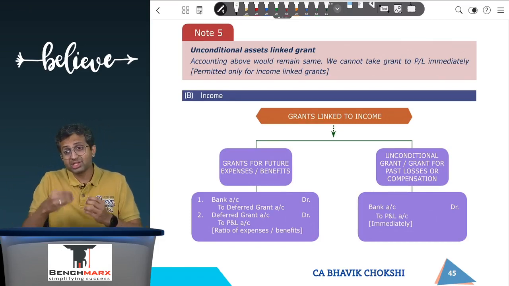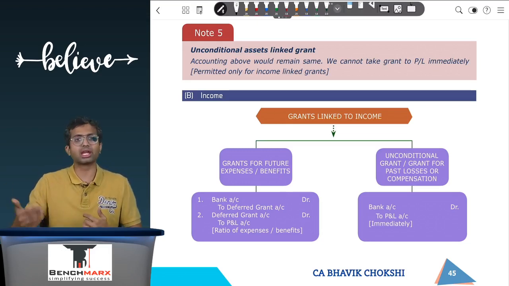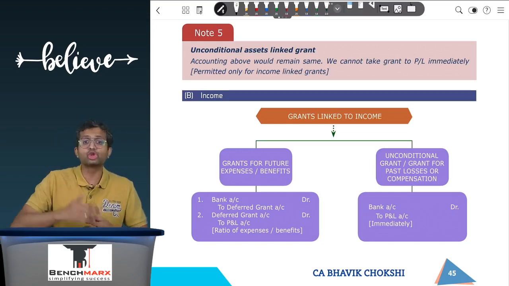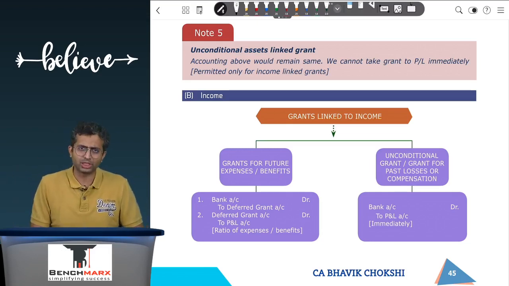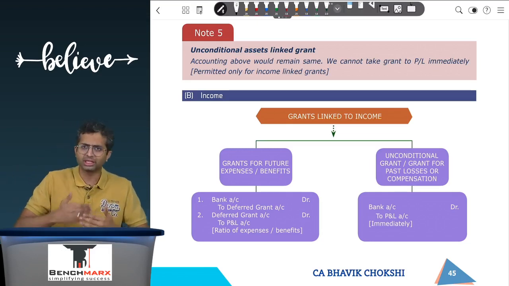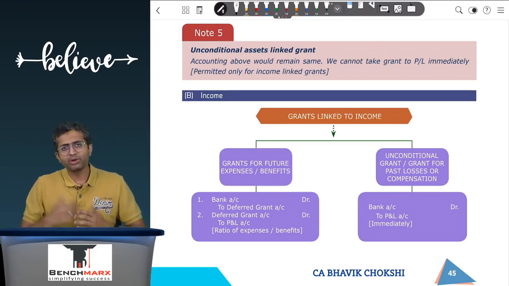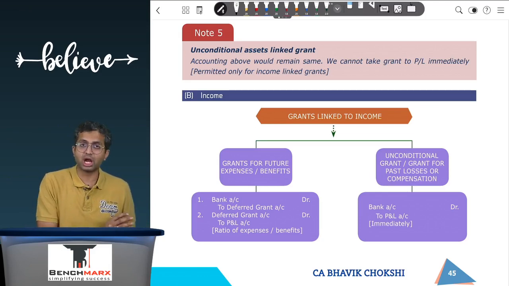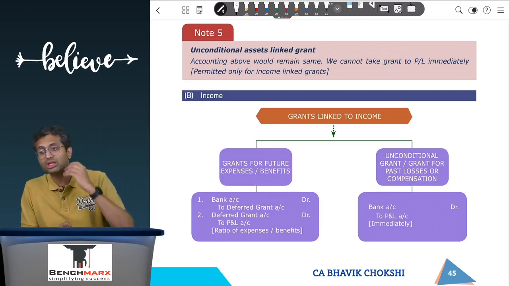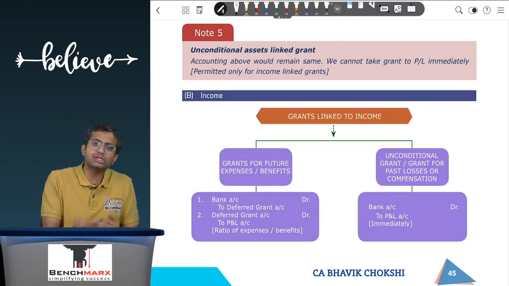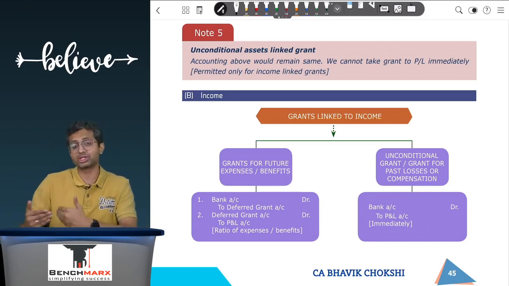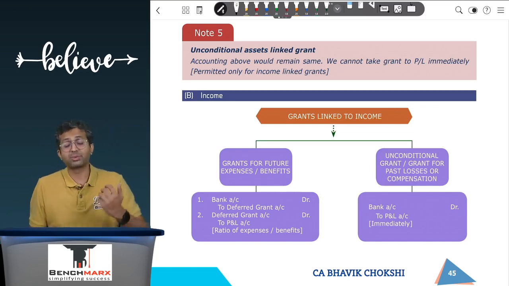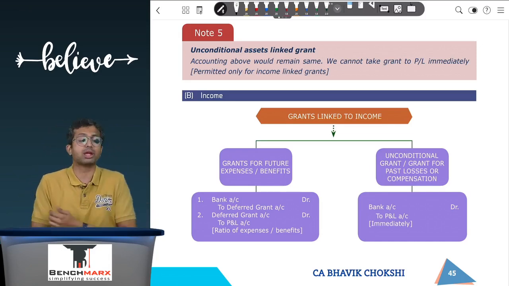On the other hand, if it is a grant linked to future expenses like training expenses that you have to incur, then you will amortize this grant in the ratio of the expenses that are expected to be incurred, and if there is no clear ratio available, then in the ratio of the time over which these expenses are going to be incurred. So, if this grant is linked to some future benefits or future expenses, then you will initially record it in the deferred grant and then amortize it in the ratio of the expected expenses or in the ratio of time as appropriate.